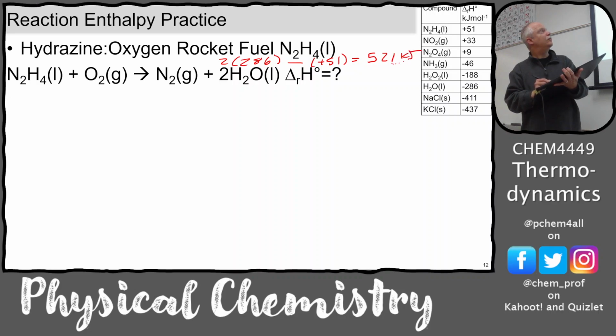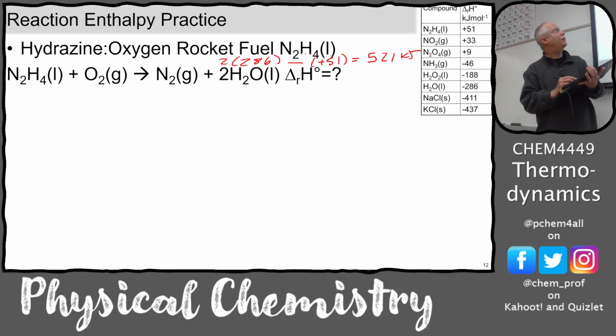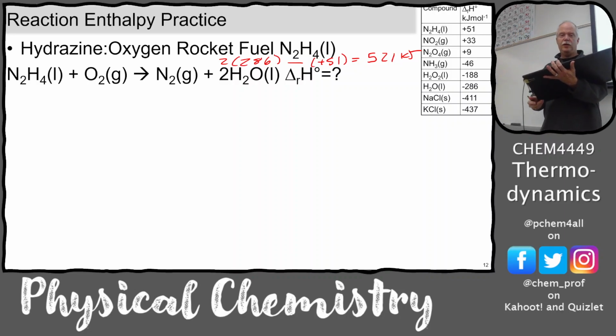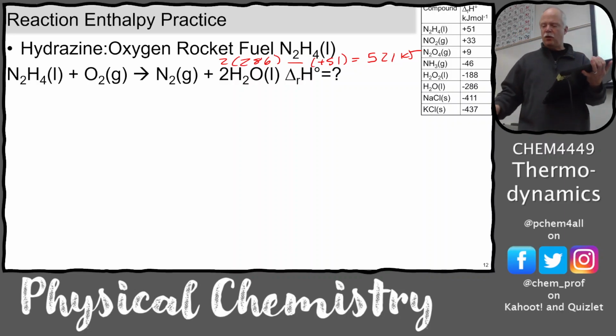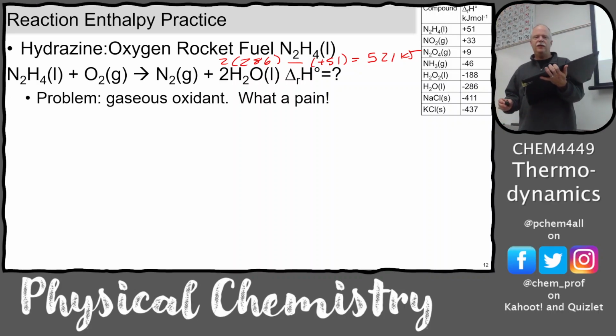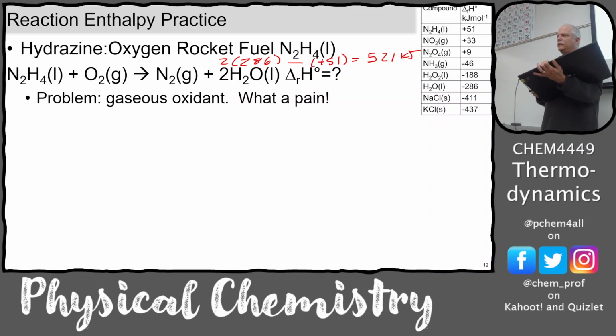Kilojoules per mole. Well, we put in the mole, so it's just kilojoules. So 521 kilojoules. So that's pretty good enthalpy of combustion, or reaction, if you will. But it's kind of a problem because we have a gaseous reactant. And so when you're making your rocket and you've got to put as much fuel on board as you can, having a gas is a difficult thing because it's not very dense.